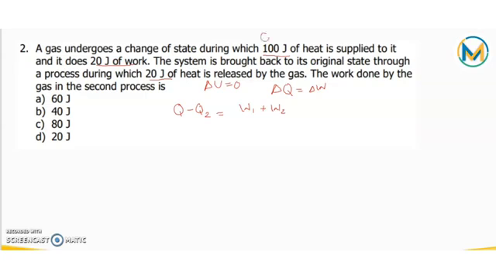So Q1 is 100 joule, W1 is 20 joule, Q2 is 20 joule, and W2 is what we are supposed to find out. So putting this in the formula, we get 100 minus 20 equals 20 plus W2. And we find that W2 is equal to 60 joules. 100 minus 20 is 80, and this 20 comes over here. That gives you 80 minus 20, that is 60. So W2 is 60 joule. Correct answer among the given options is option A, that is 60 joule.